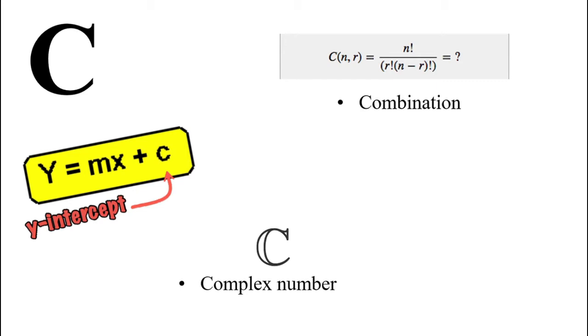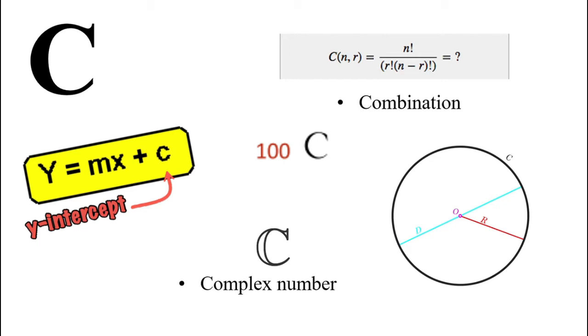Next, we move right on to C, the famous y equals mx plus c, as the c is its y-intercept. C is also used for complex numbers. A set of complex numbers would be denoted as C. Next, in statistics, nCr would be the combination. And C is 100 in Roman numerals, as in century. And in geometry, C is normally used to label a circle.